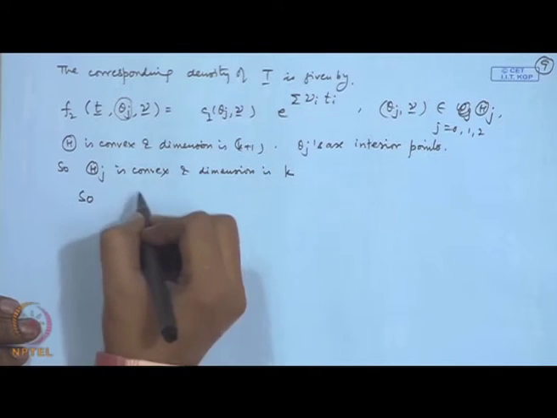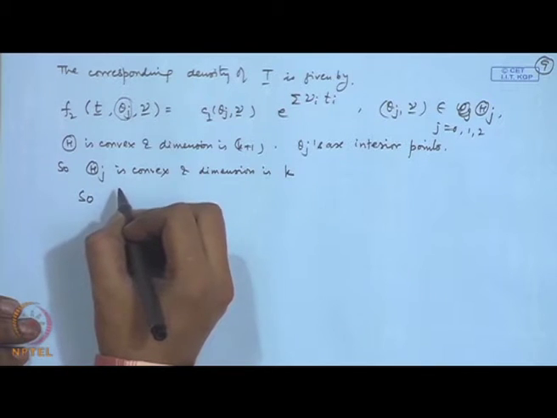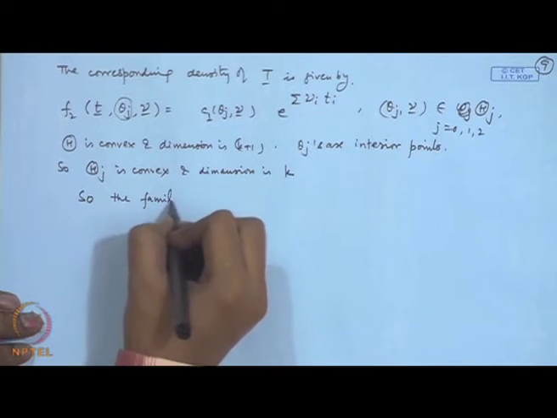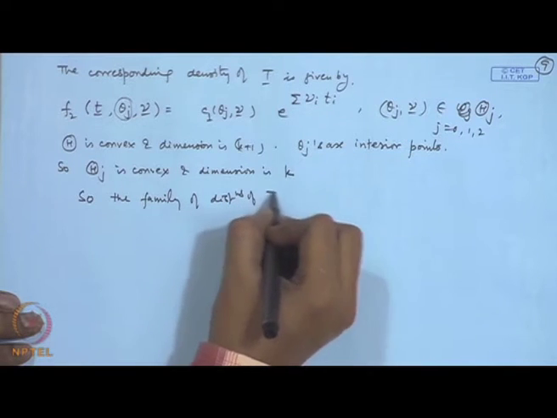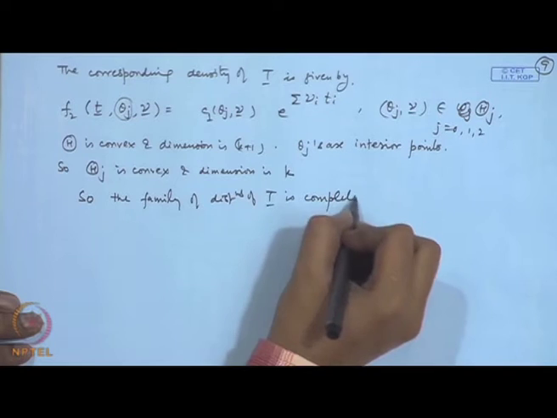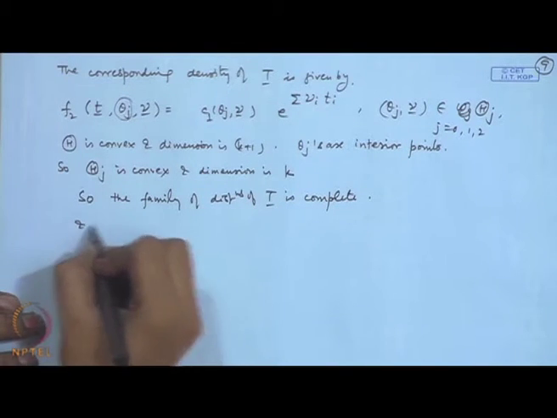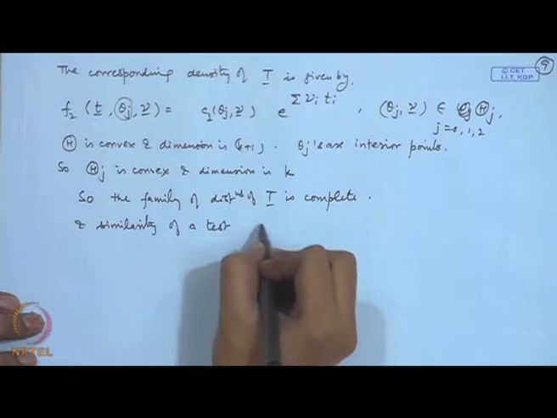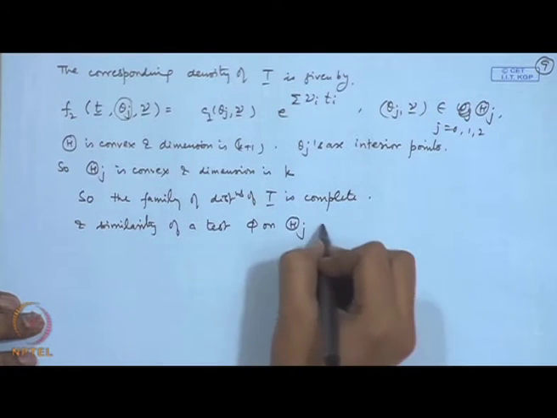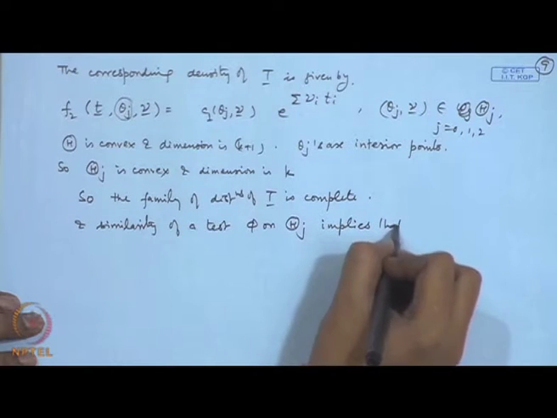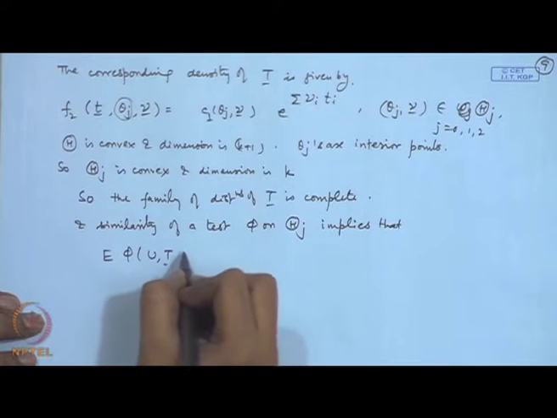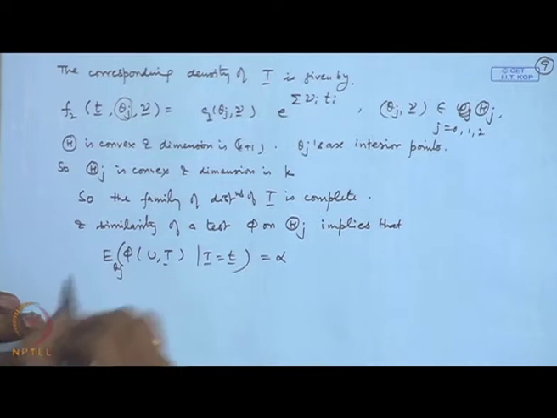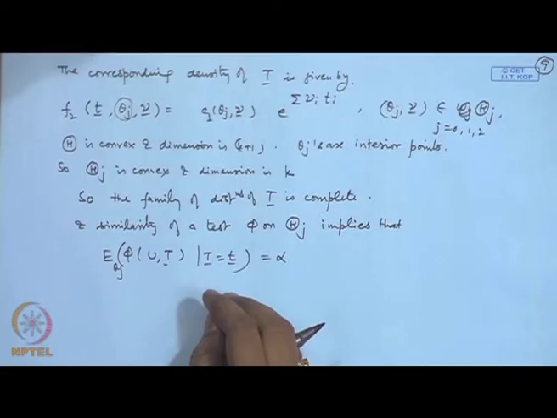So, the family of distributions of T is complete, and similarity of a test phi on theta j will imply that expectation of phi(U) given T equal to t will be equal to alpha for theta j. All right. So, this is the general description so far.